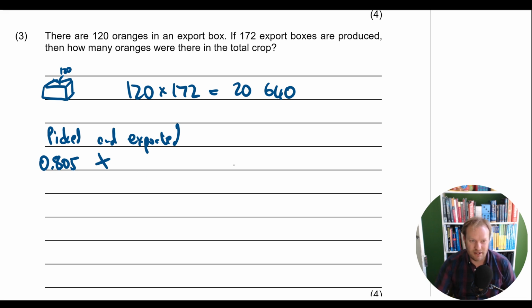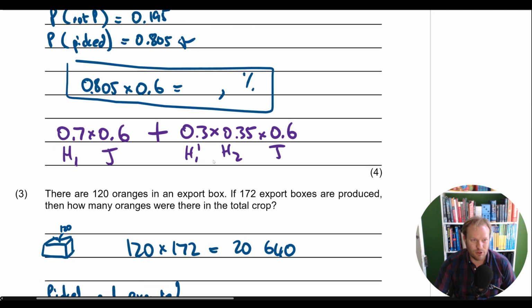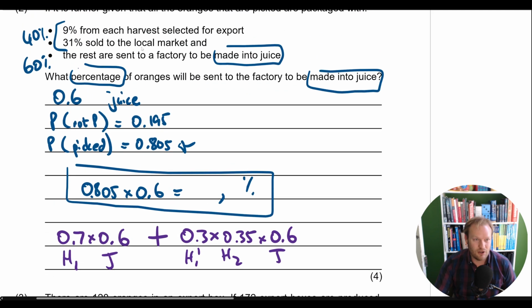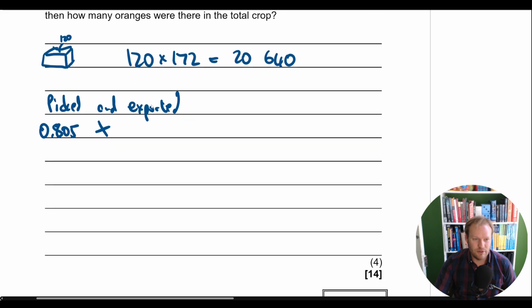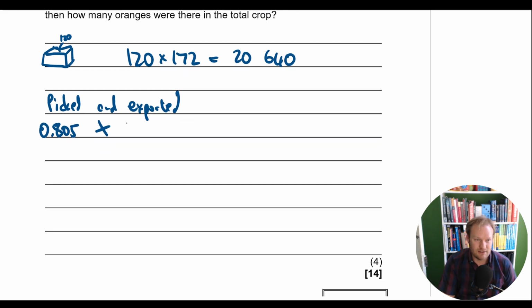The probability that it's exported is given in part 2. Up and down we go. 9% over here, 9% are exported. So we know that exported is 0.09. So if we multiply those things together, we know the probability that an orange is exported.